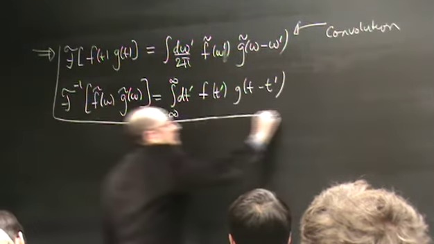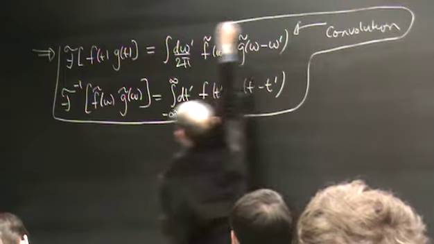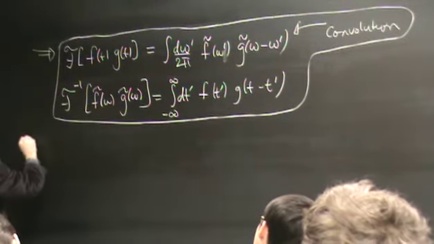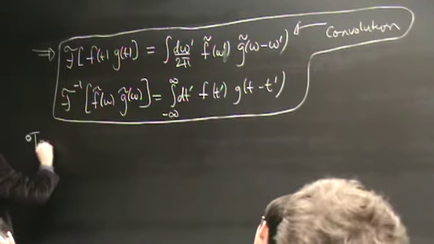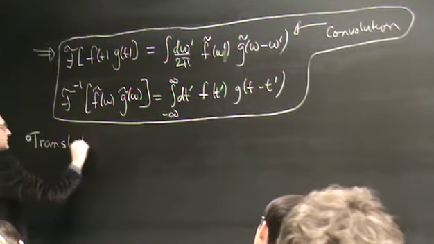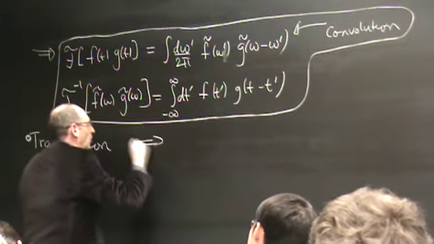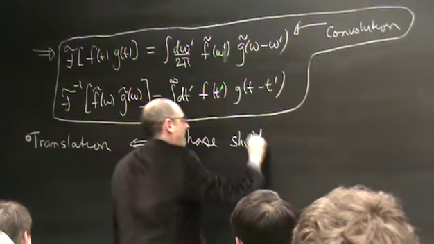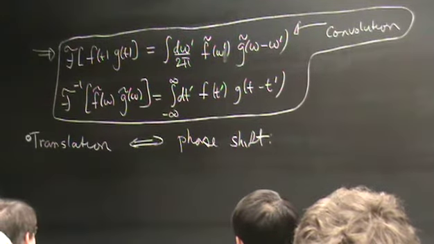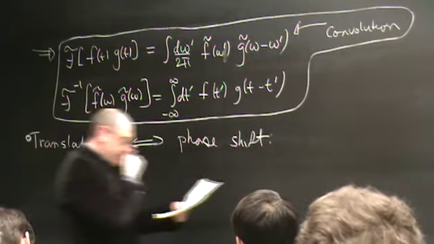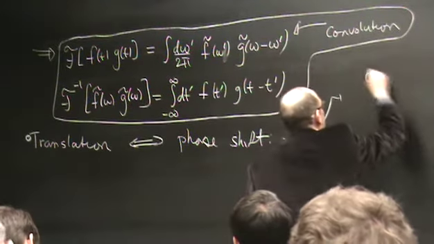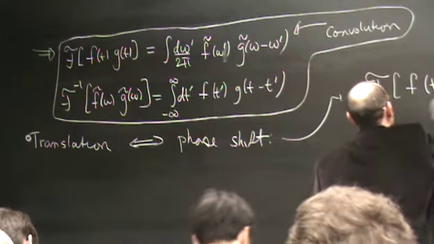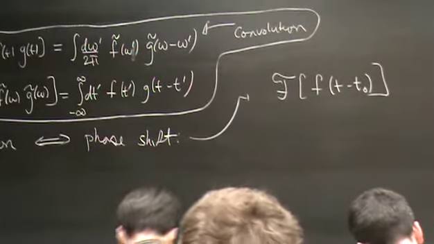Important result. Next, translation dual with phase shift. What do I mean by that? So let's look at a Fourier transform of a shifted function, shifted by some amount t naught.